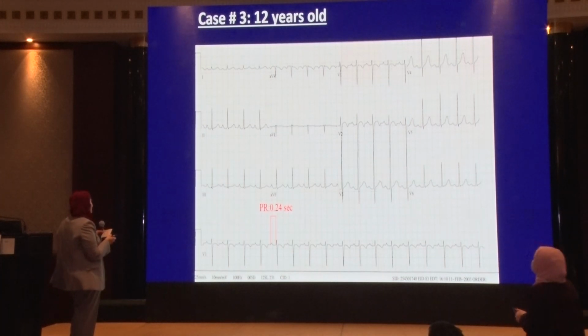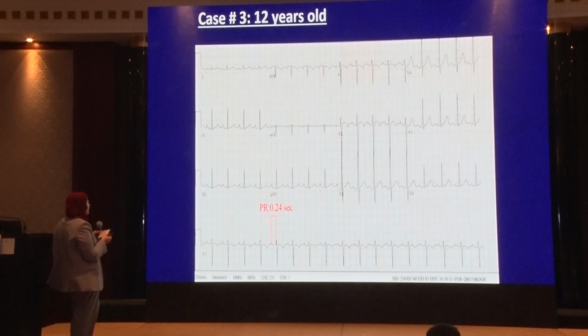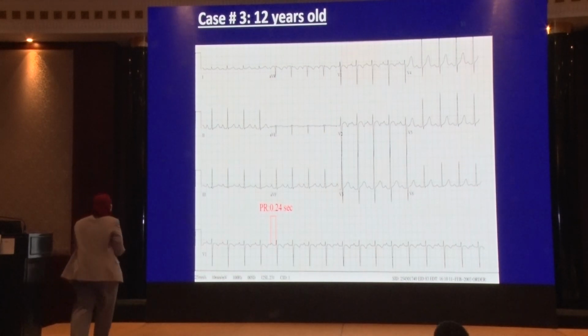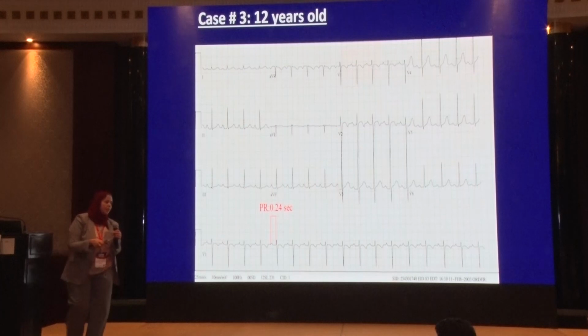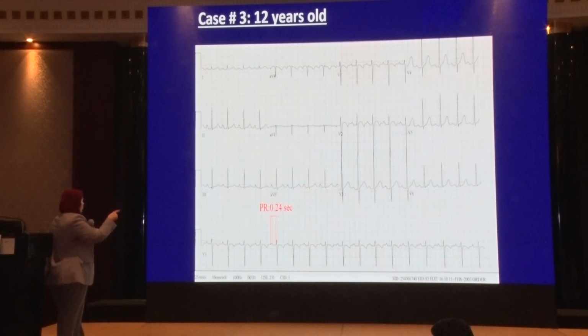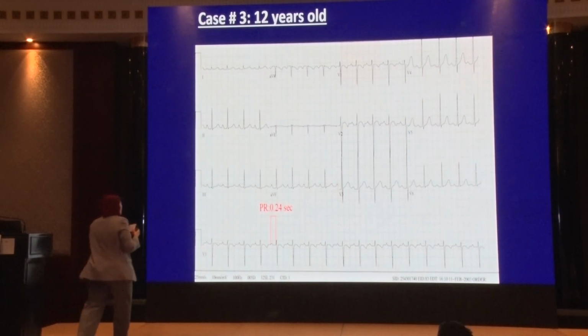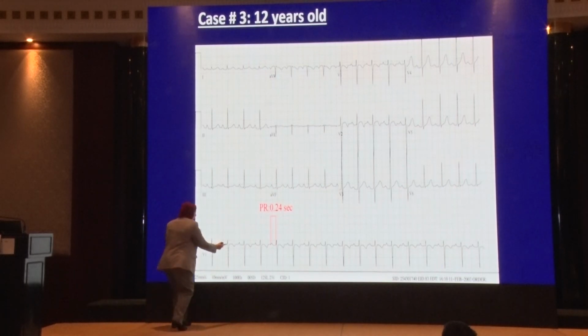Corrected QT is normal. The PR interval is prolonged. The normal PR interval in children is up to 0.14, so this is prolonged. What do we call the prolonged PR?